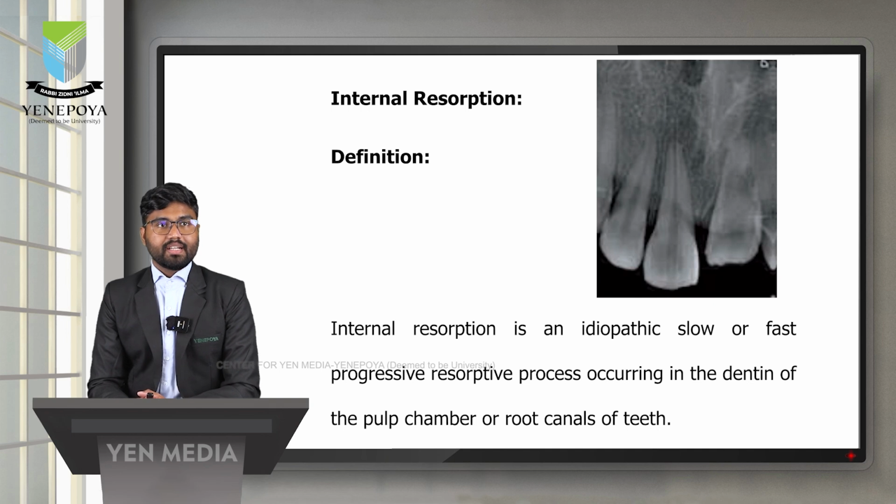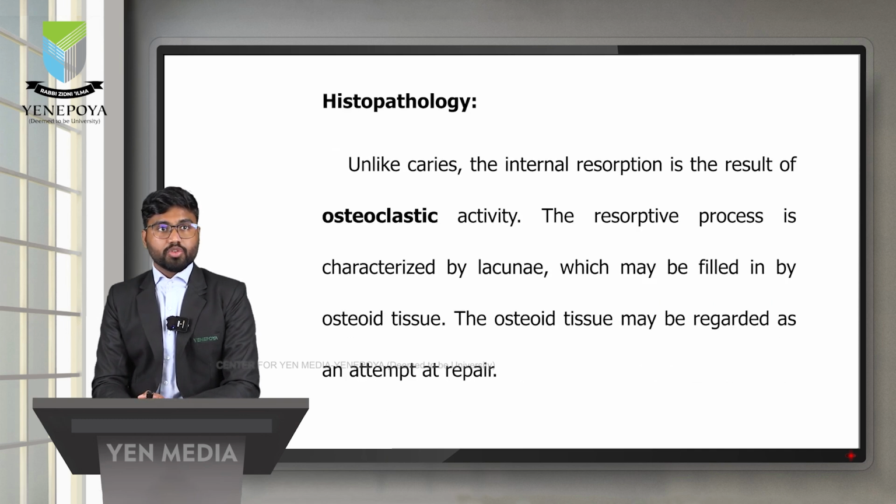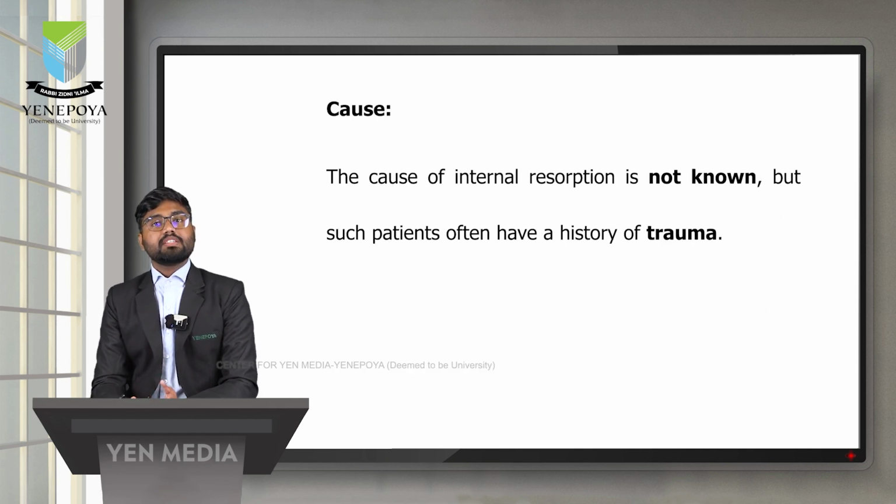Next, coming to internal resorption. It is an idiopathic, slow or fast progressive resorptive process wherein the dentine is resorbed in the pulp chamber or the root canal of the tooth. Unlike in caries, the majority of internal resorption is because of osteoclastic activity. It is characterized by a lacunae which is filled by osteoid tissue. This is an attempt by the body to repair at the site. The cause is usually not known, but the majority of patients do have a history of trauma related to the tooth.